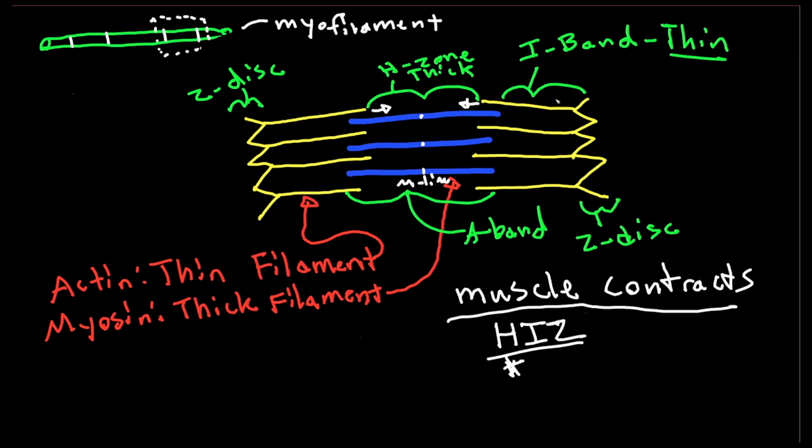And then the I band as well is going to get shorter because this simultaneously is going this way, like that. So it makes sense that this is coming together as well. So our I band is going to get shorter. And then the Z disc, which is our whole thing from this side to this side, will get shorter because the inside is contracting. So this Z disc coming in, this one is coming in. So the Z disc is going to get shorter. So that makes sense.